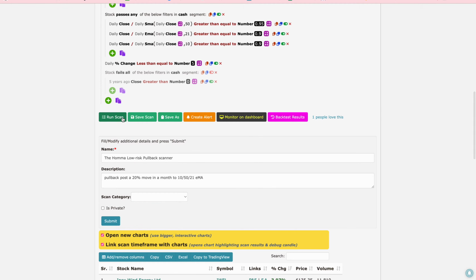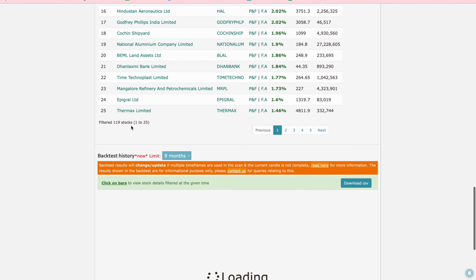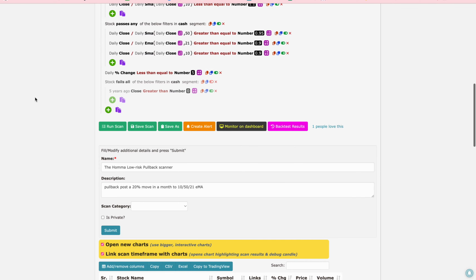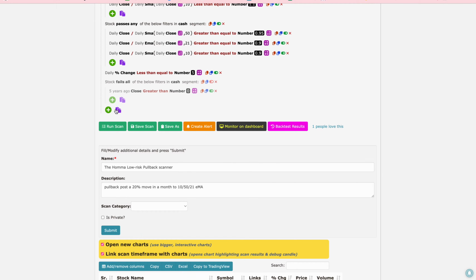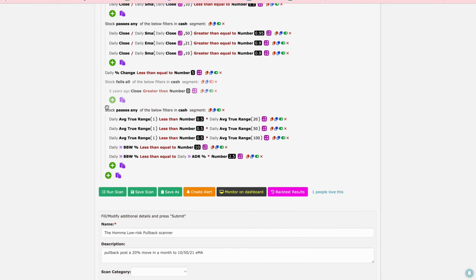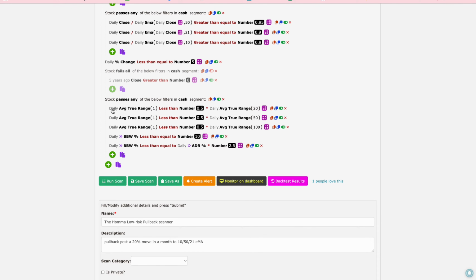Okay, now there is one underrated way, which is to not use this, and out of the 120 stocks itself, what you can now do is place some tightness criteria. Okay, so I'll just quickly copy this. This is my epic tightness scan, and then I'll just put this. Now I'll explain to you what this is. So the daily ATR is half that of the 20-day ATR.